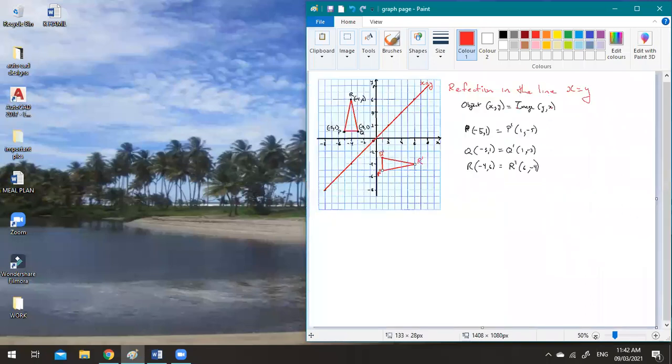Right, so that will be the image under the reflection of this line. Right? So take that down before I go on to the next one. You have to draw the diagrams on here, by the way.